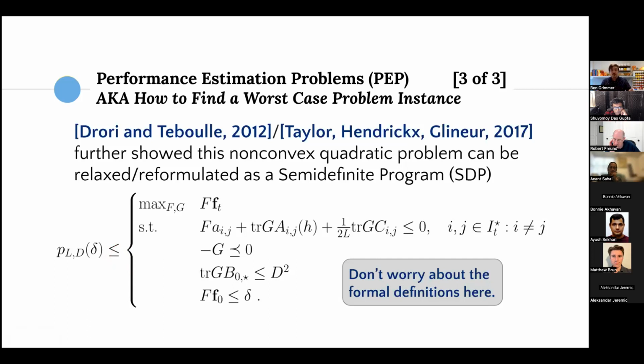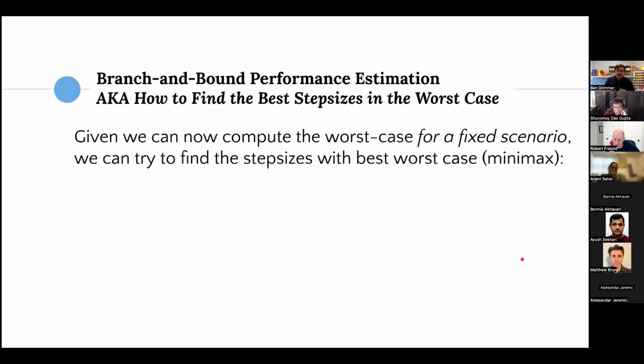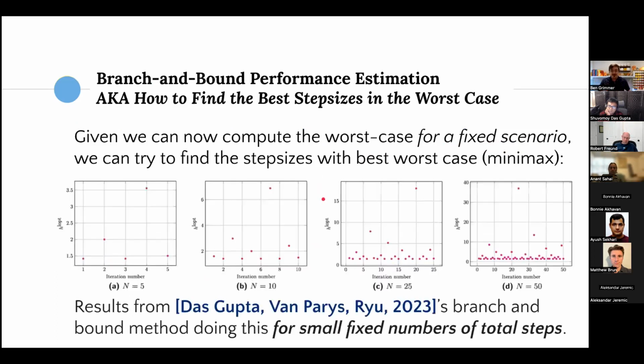Semi-definite programs, we have great solvers, right? So this is now looking really good. We can compute the worst case in a fixed scenario, right? So we still had to fix the scenario. We had to say, we're going to do 7 steps and then be done. But given that you fixed the scenario, you can try to find what step sizes give us the best worst case, right? That's a minimax problem, but we know that we can evaluate the inner max. We can turn it into this SDP. So that's exactly the kind of approach that Shuvo took.